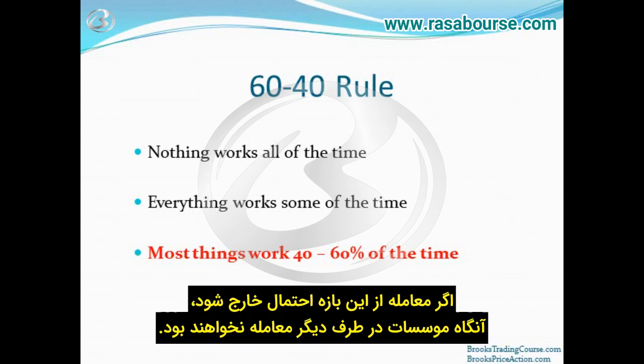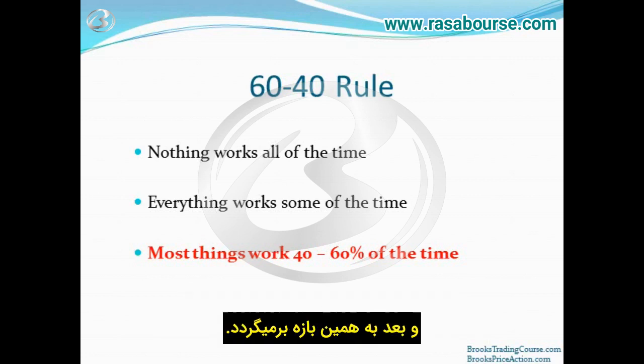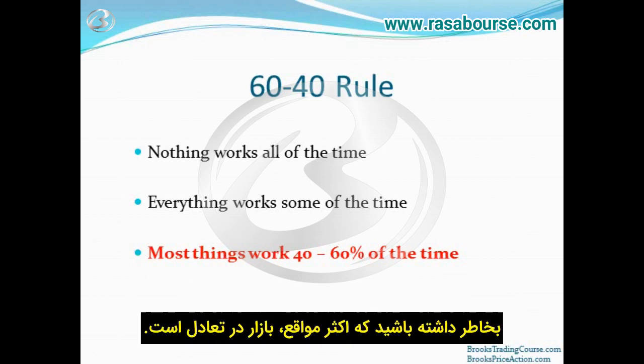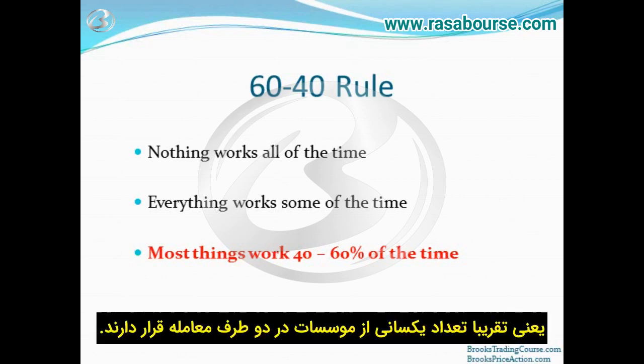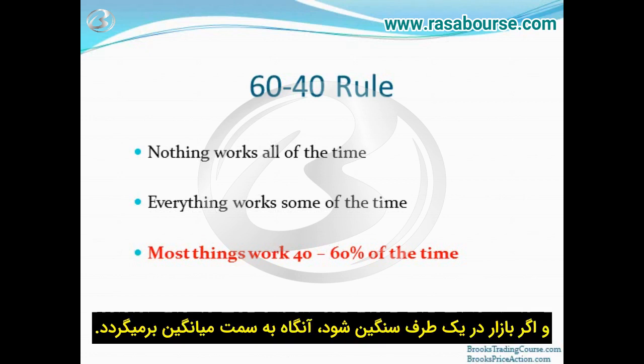If things get outside of that band, there will not be institutions taking the other side of the trade, and they'll hammer it back into the band. Remember, the market stays pretty much in balance. There'll be an equal number, or approximately an equal number, of institutions on one side as there are on the other side. And if the market gets too heavy on one side, it will regress toward the mean.